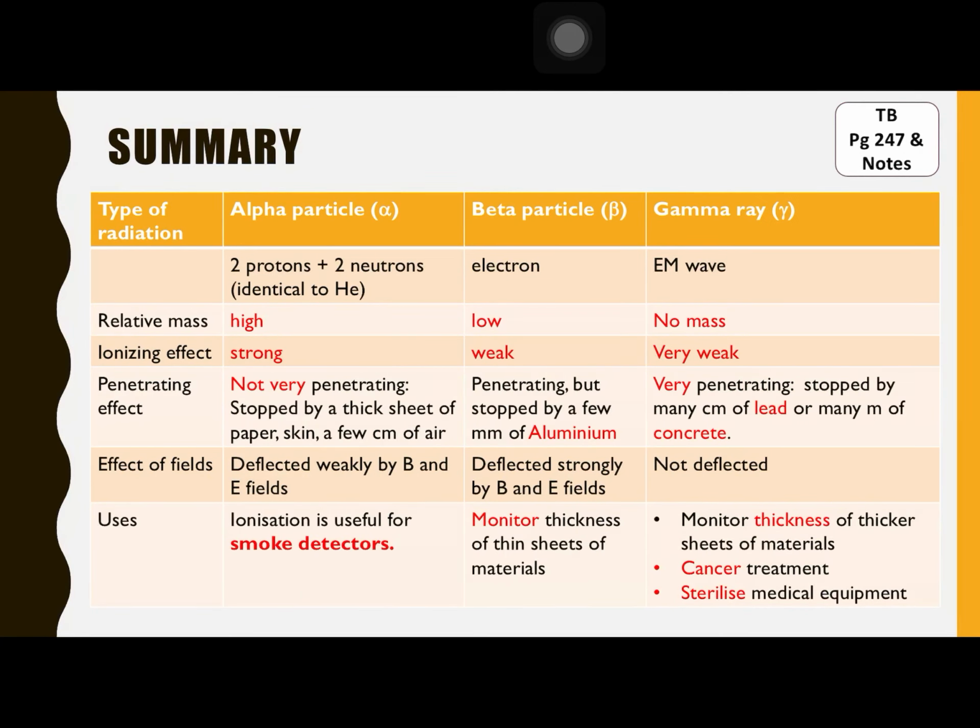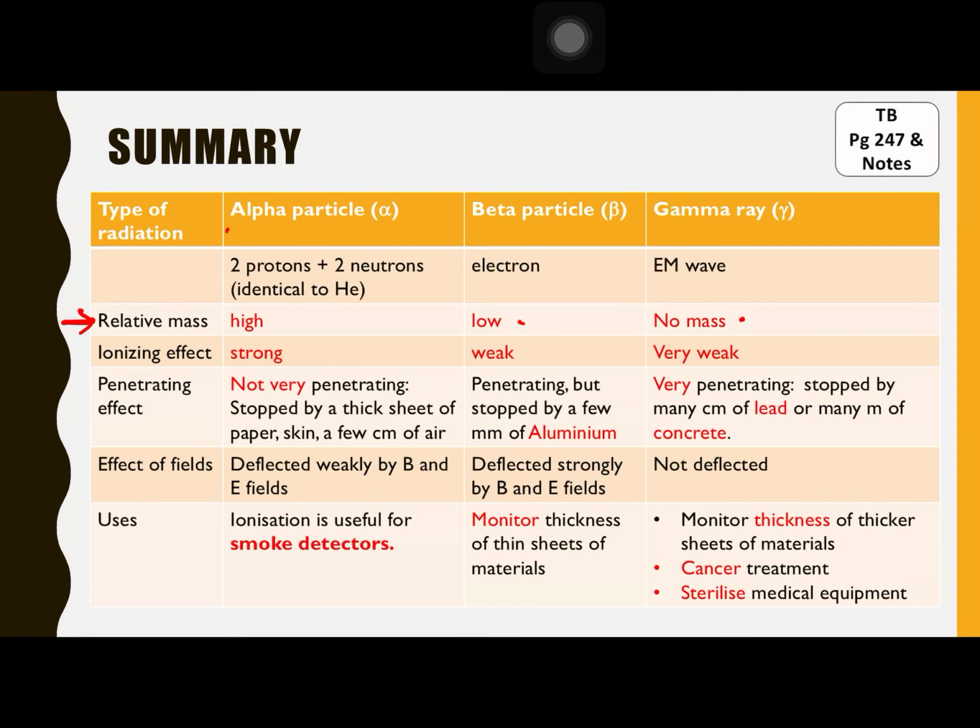On page 247 of your textbook and in your notes, can you please write this down? Highlight it. You need to know all of these. Relative masses: the relative mass of alpha is high, beta low, gamma no mass.